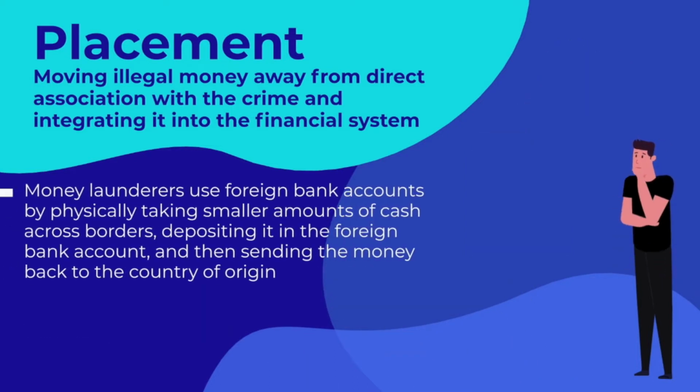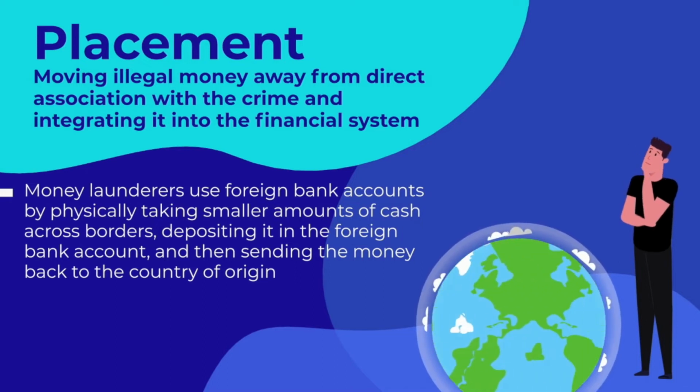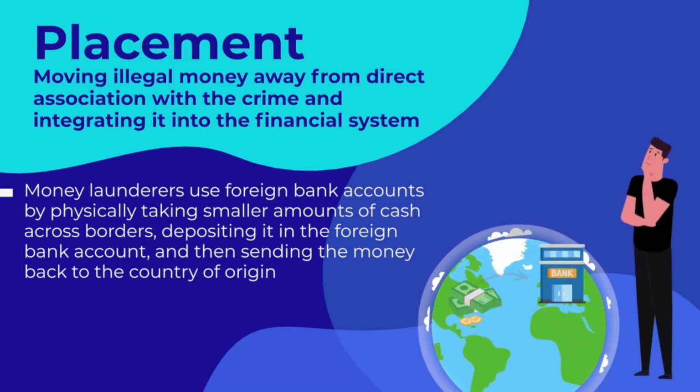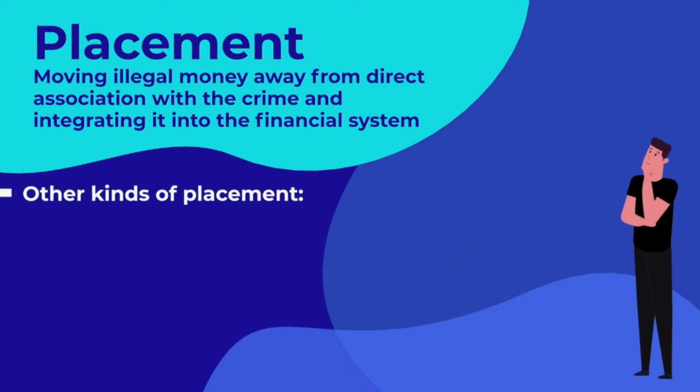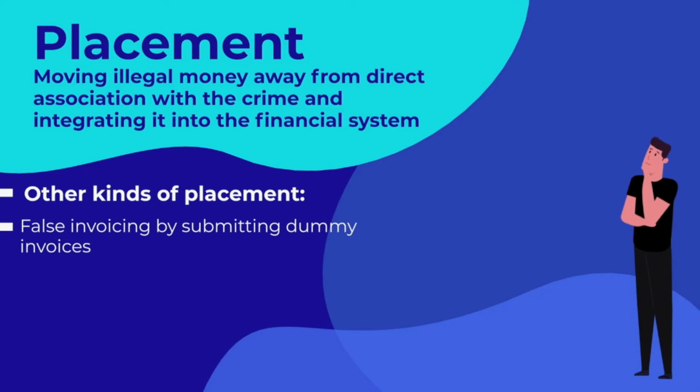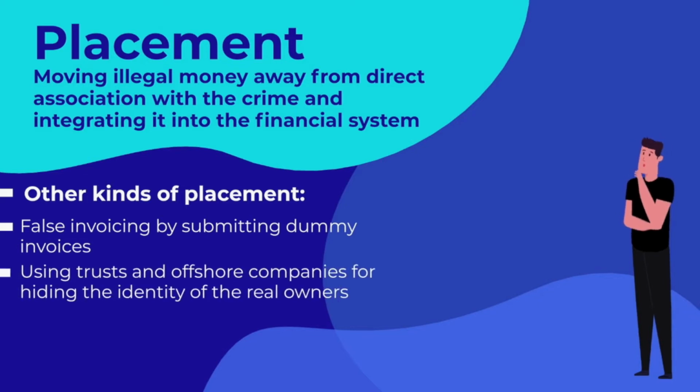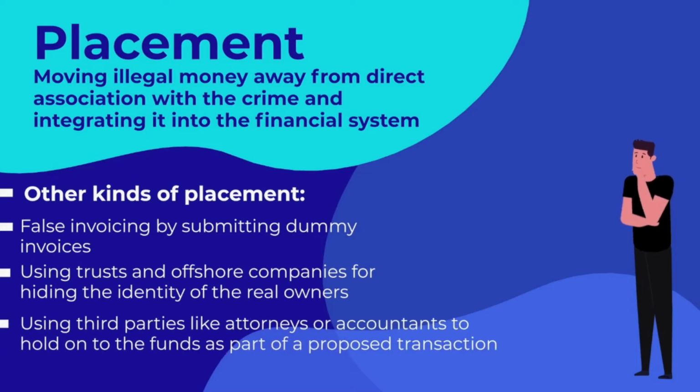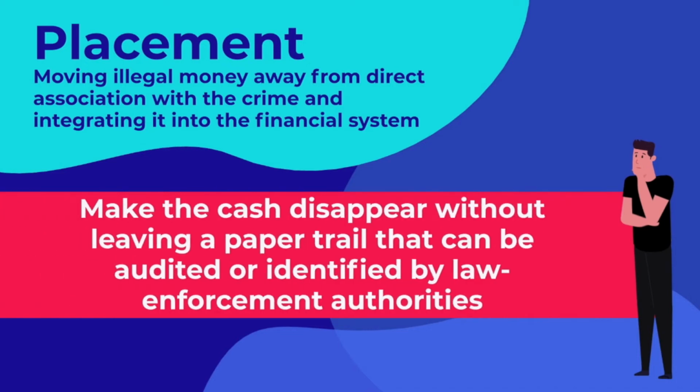Like smurfing, money launderers use foreign bank accounts by physically taking smaller amounts of cash across borders below the customs declaration threshold, depositing it in the foreign bank account, and then sending the money back to the country of origin. Other kinds of placement include false invoicing by submitting dummy invoices, using trusts and offshore companies for hiding the identity of the real owners, or using third parties like attorneys or accountants to hold on to the funds as part of a proposed transaction. The bottom line here is to make the cash disappear without leaving a paper trail that can be audited or identified by law enforcement authorities.